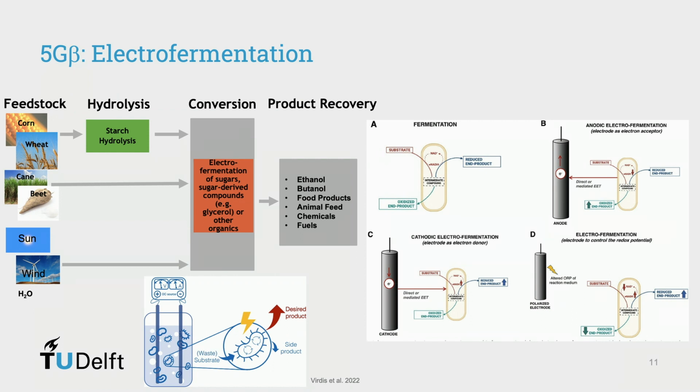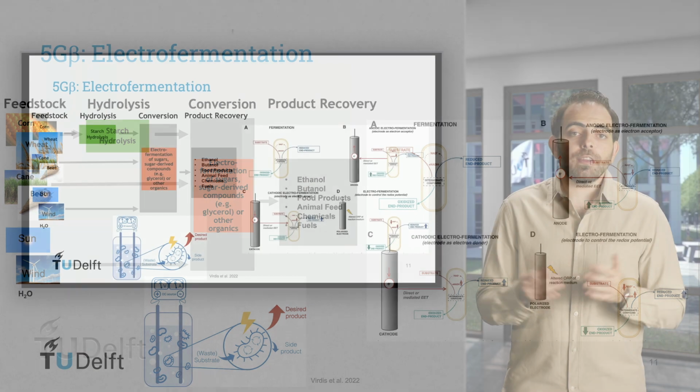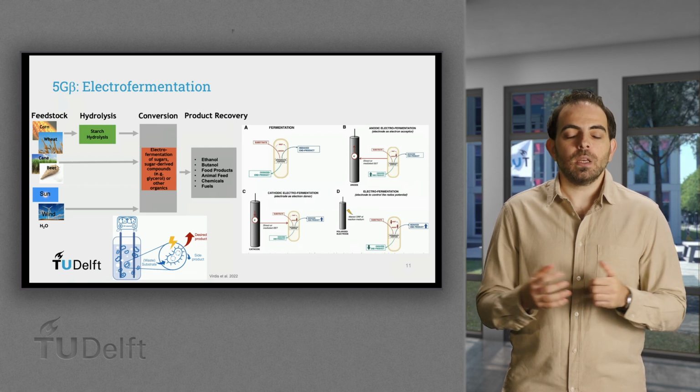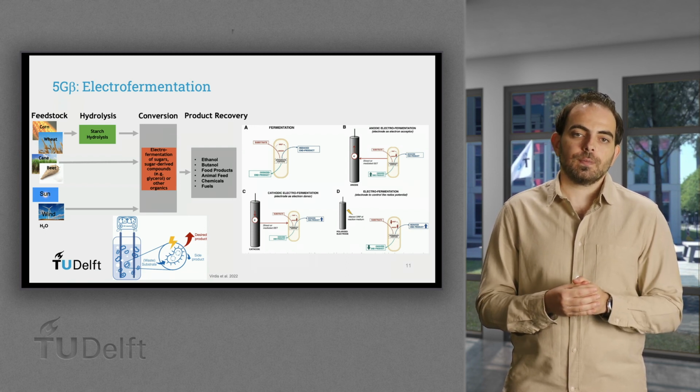An electrode can also be used as an additional electron and energy source for the microorganisms in so-called cathodic electrofermentation. Similarly to generation 4 alpha, this could allow higher product yield and carbon conversion efficiency. Finally, an electrode could control the redox potential of the reaction medium and increase the product yield.